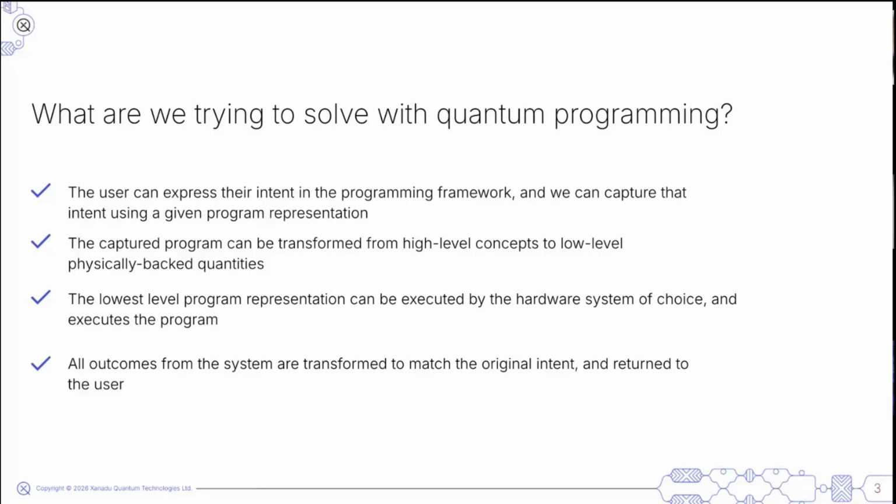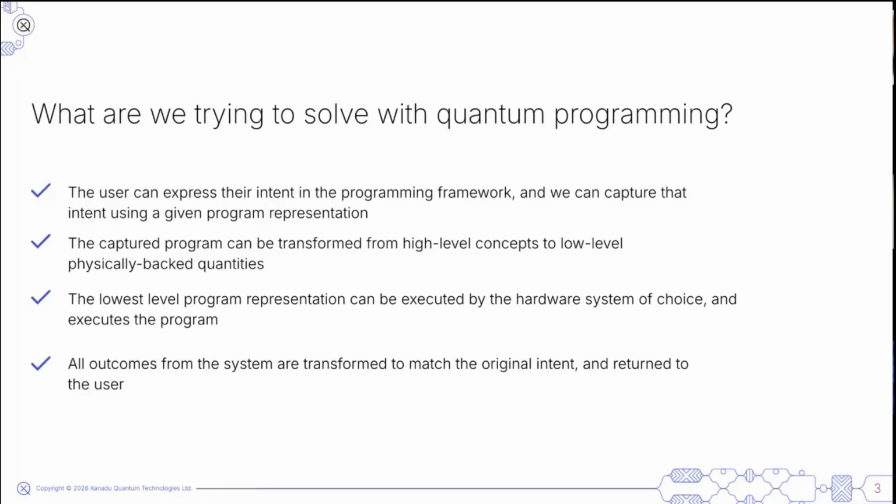So the idea here is once we have this captured representation of a program, we should be able to transform it again, as one expects in a compilation flow, from high-level concepts to low-level physically backed quantities, right? So if a user declares, I want to run an algorithm, well, we've got to map that algorithm to what a hardware platform will support. What gates does it support? What type of interactions are allowed? What is the flow of data throughout that system?